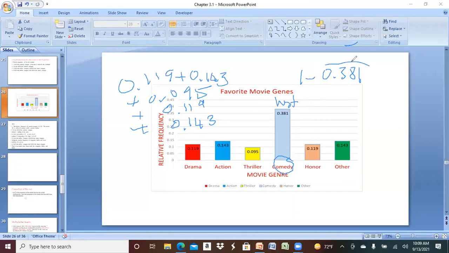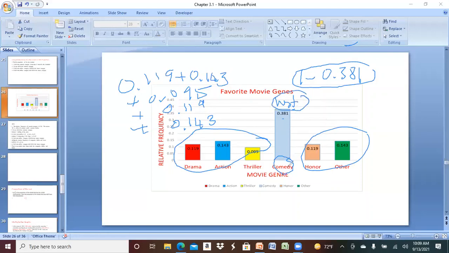The first, you have one, you subtract this one. Or you add this order, add this one and this one. You have two ways to do the not falling in the comedy. Because when you add together, you will get one. So when not falling in comedy, you get 1, you subtract the 0.381, or you add on this one. That is the question on the not falling in the comedy.